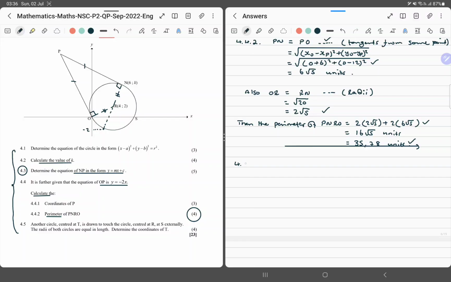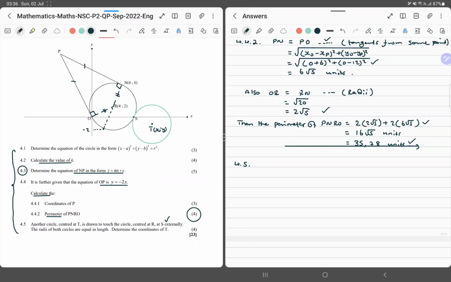So this is 4.5. Okay, let's quickly get to it. It says another circle centered at T is drawn to touch the circle centered at R at S externally. So let's do it. Okay, there it is. So this circle intersects the other one at S. And we're told that the center of this circle is T.